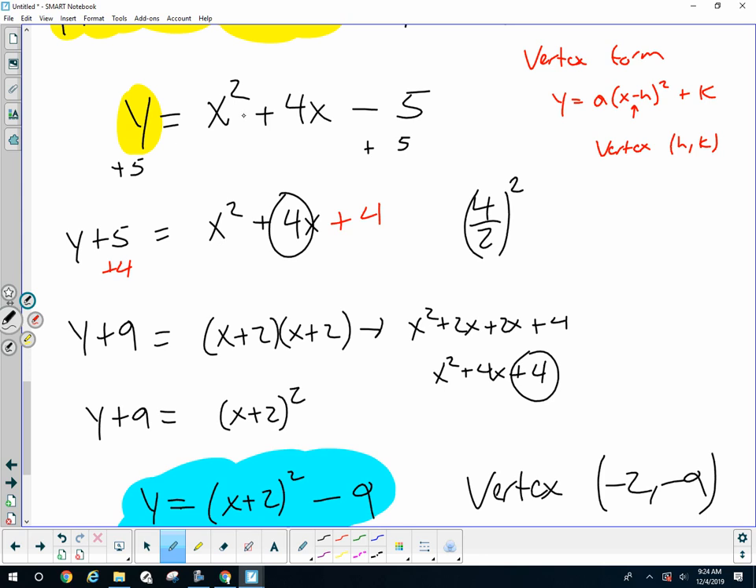If you have your graphing calculator, you could graph this and see the vertex is at -2, -9. You should see that this and this, if you graph both of them separately, will end up on the same curve because it's the same equation. It just looks different. Okay? All right, you guys try yourselves.